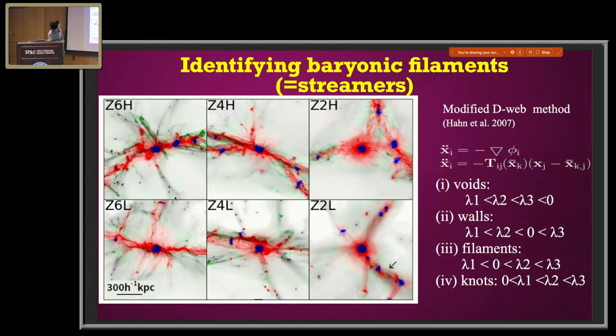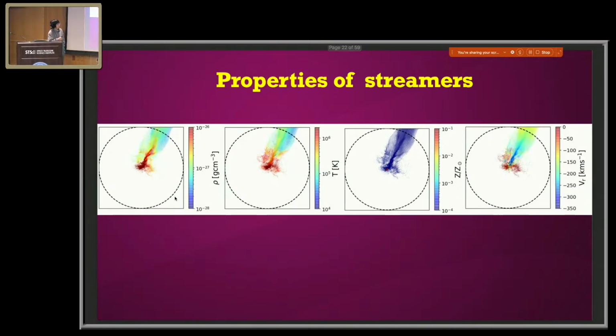But considering we are interested in the gas, and we also know the gas tends to have low entropy inside the filaments, we add an extra criterion. This is an entropy cutoff. So after we separate these different elements and find the filaments, we just pick one. Here is an example from one filament.